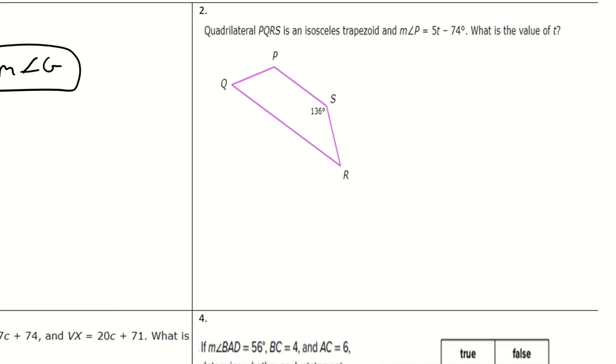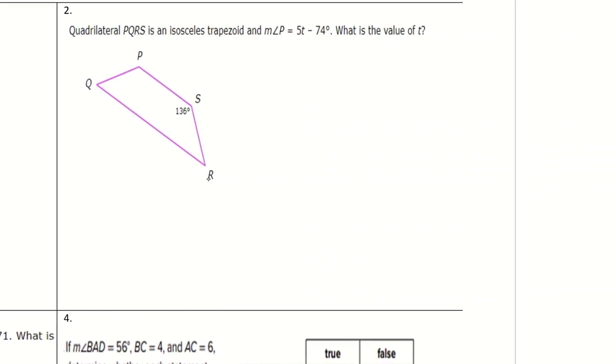All right, number 2, it's an isosceles trapezoid, therefore these are congruent. If it's isosceles, then by definition, these two non-parallel sides have to be congruent. It says measure of angle P is 5t minus 4. So that angle there, this angle here is 5t minus 74, sorry. And then what is the value of t?